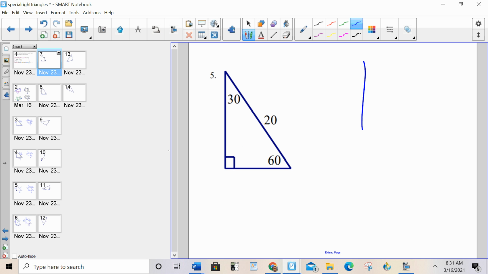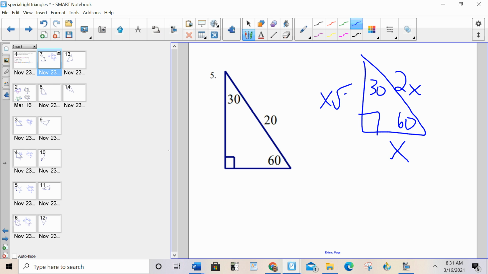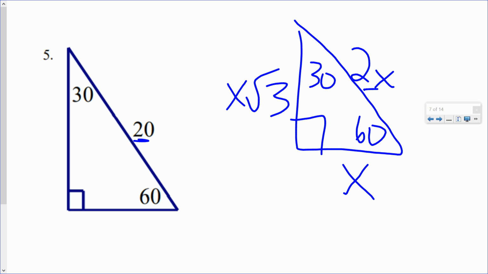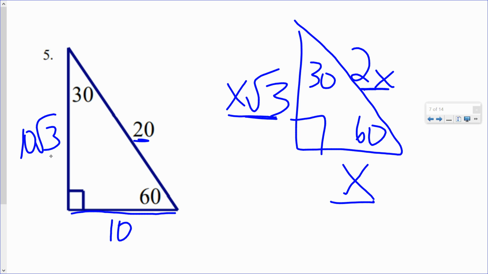I see a 30, 60, 90. So the small leg is half of the hypotenuse. The large leg is the small leg with a rad 3 tacked on. So it's giving me the hypotenuse. I know that the small leg is half of that, which is going to be 10. And then I know that the large leg is the same as the small leg with a rad 3 tacked on. So it's 10 rad 3. Once you know one side of a special right triangle, you know them all.